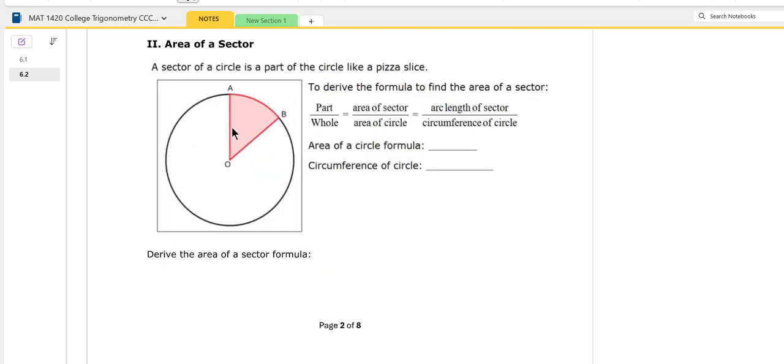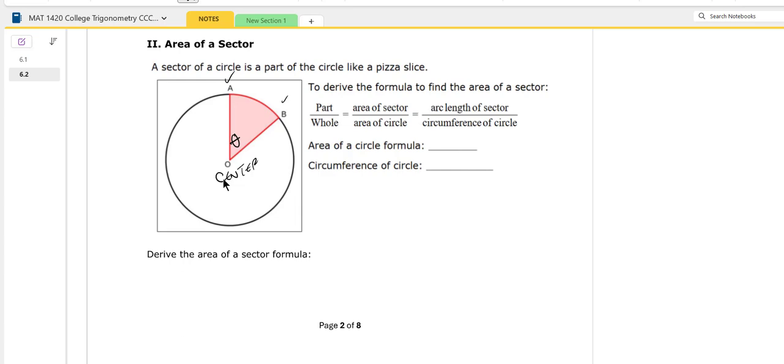Okay, so area of a sector, what this means is this is a piece of a circle. You can think of it kind of like a slice of pizza, a slice of pie. O is the center of your circle, and then A and B are just 2 points that are on the circle, and then you end up with a central angle that we'll represent by theta. So we're going to derive the formula for the area of a sector, and we're going to use a part to whole proportion again.